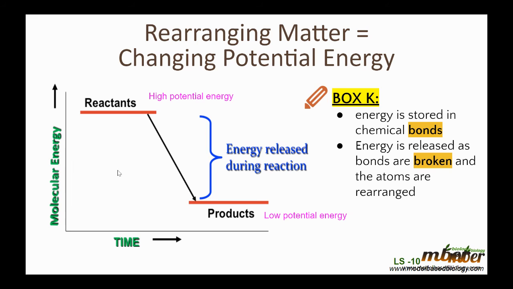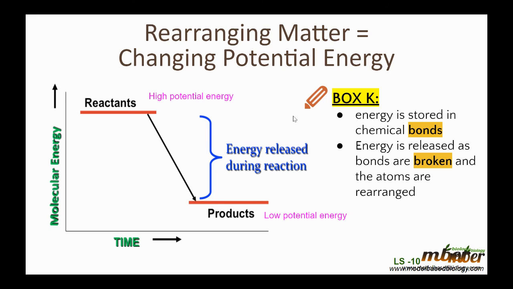Okay, but here in this chemical reaction, we have reactants. Reactants are the things before the chemical reaction has happened. So that would be the food that we're eating, or the ethanol before we burned it. Those have high potential energy. After they've been rearranged or burned, in the case of the ethanol, those new products have low potential energy because the energy has been used.